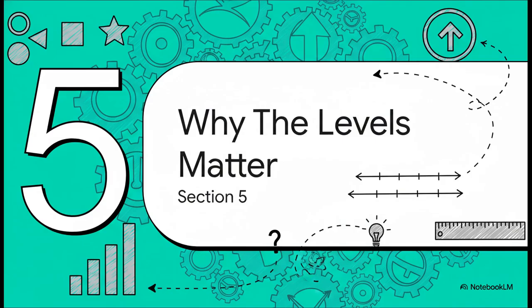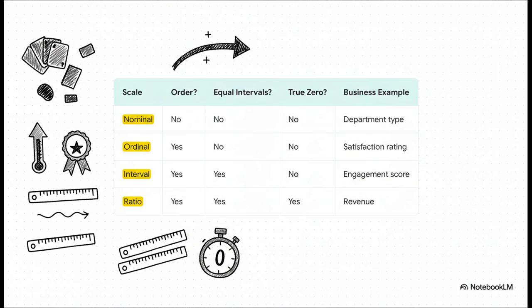Okay, so we've climbed the 4 rungs of the data ladder: nominal, ordinal, interval, and ratio. But let's be real. Why did we even go on this journey? Why does any of this actually matter to you? This table right here, this is your ultimate takeaway. It is the perfect cheat sheet. It lays out the entire framework we just talked about.